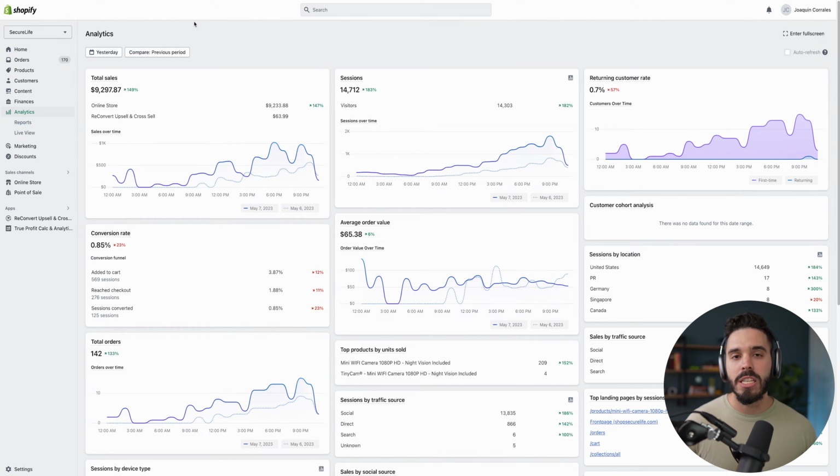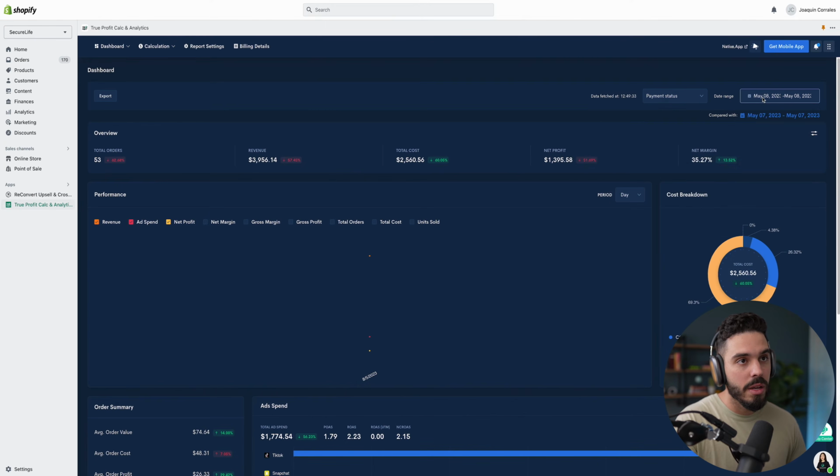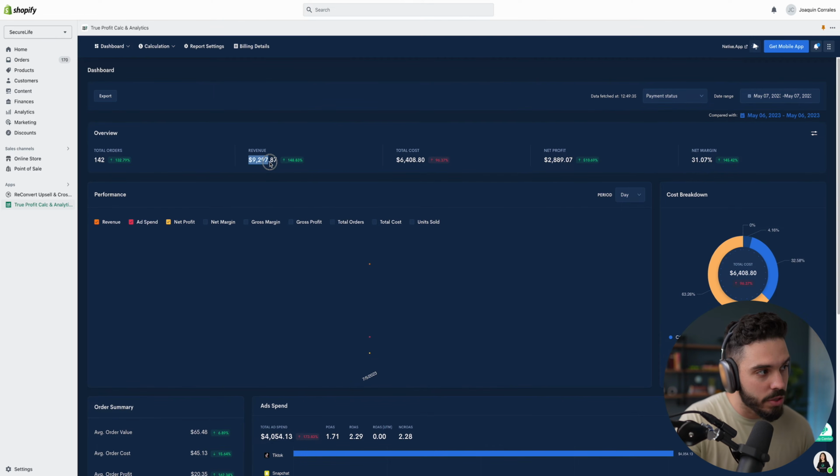Now, sales are nice, but how much money did the store make yesterday in profit? Yesterday was the first day in which we had a major discount that we negotiated with our supplier. We started buying and committing to a lot larger quantities. We found a brand new supplier that can ship much quicker. And so yesterday, with $9,297 in sales, the store did a profit of $2,800, or a 31% margin.